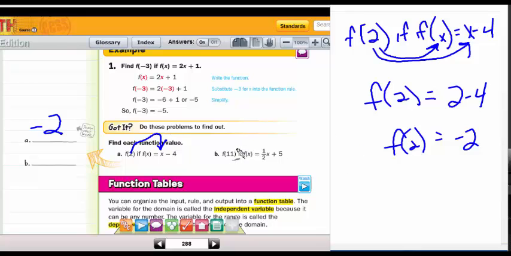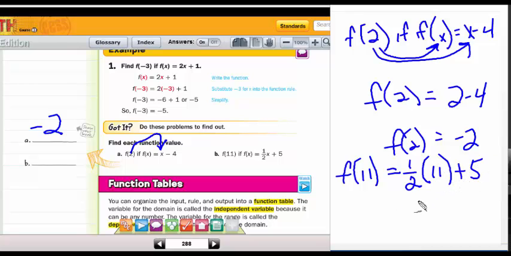Letter B, we have f of 11 if f of x equals 1/2 x plus 5. So placing that into the rule, we can have f of 11 equals 1/2 times 11 plus 5. Well, 1/2 of 11, 1/2 of 10 would be 5, so another half of that would be 5.5, plus 5, and that would give us 10.5 or 10 and a half. Either answer would be acceptable in this case.